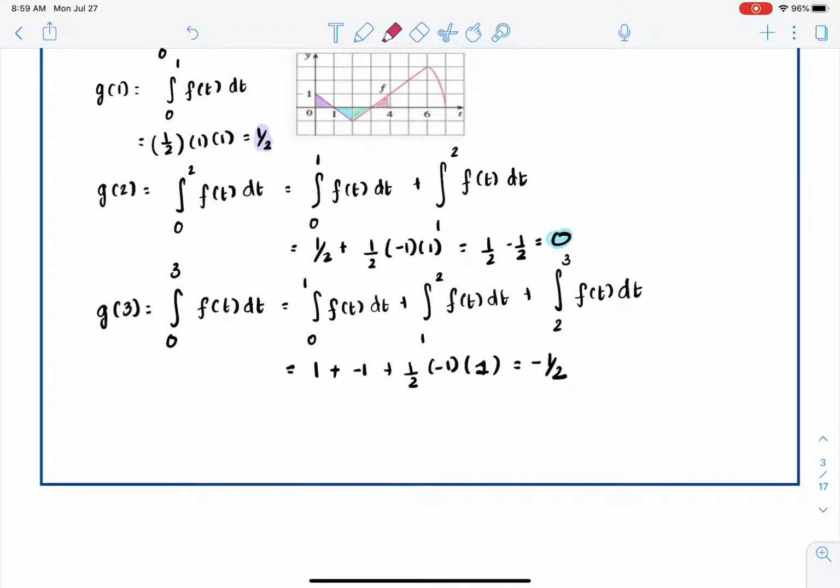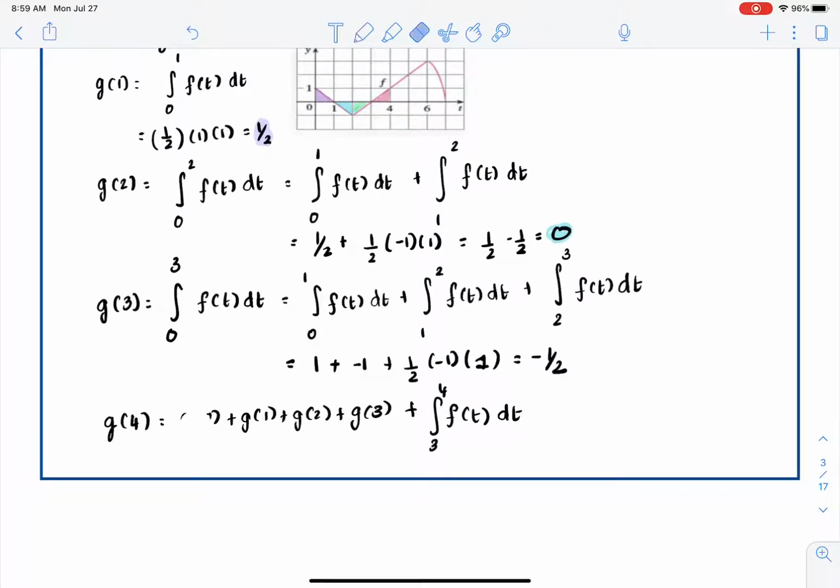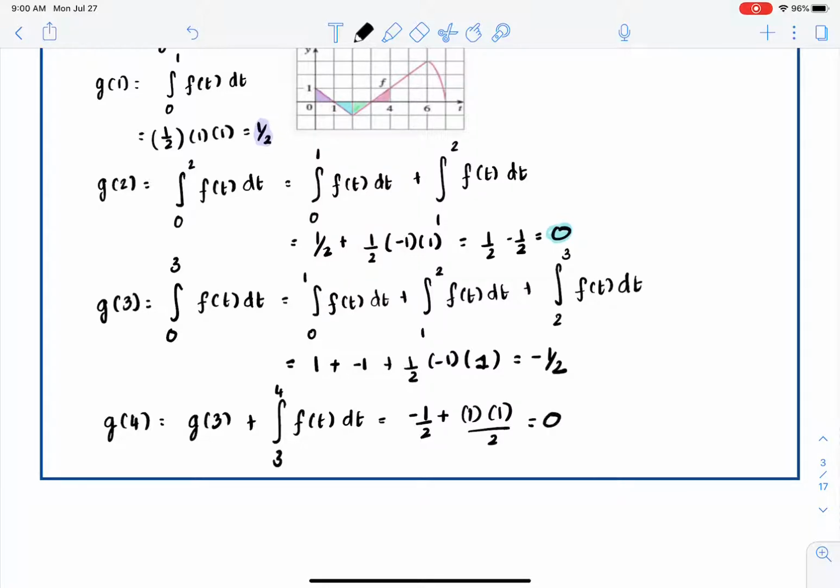So we have to find that area and add it to all the previous values. So g of 4 is simply g of 3 plus integral 3 to 4 of f of t dt. So -1/2, and 3 to 4 of f of t dt would be 1 times 1 divided by 2, which gives us 0.